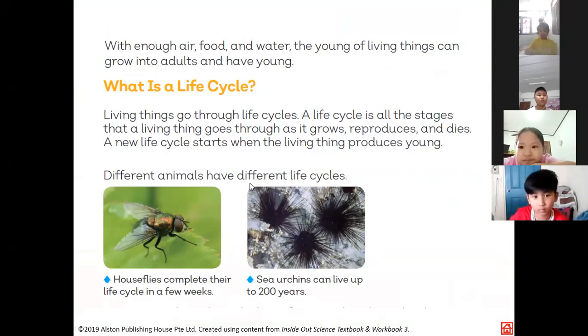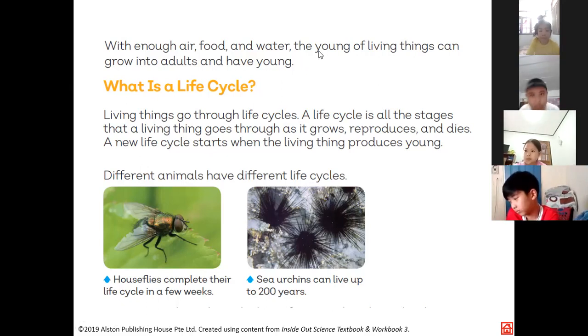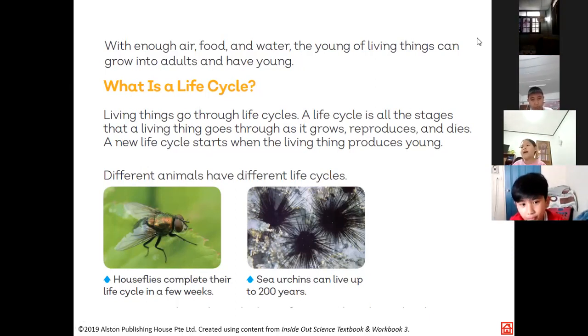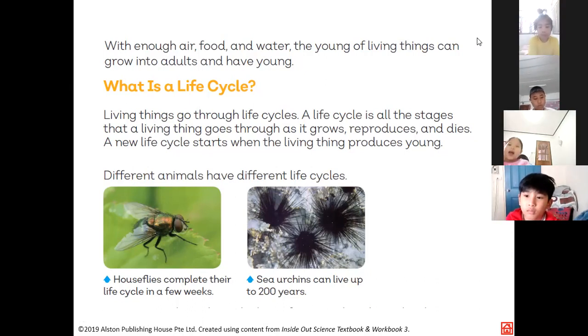Before we start class, let's have a review of last week's lesson, okay? What are the needs of the animals to survive? Anyone? We have air. What else? Water and food. Very good. So Kaimuk, what are the three basic needs of an animal to survive? Number one, air. Number two, water. Number three, food. Okay, very good. All right, so don't forget the basic needs of the animals to survive.